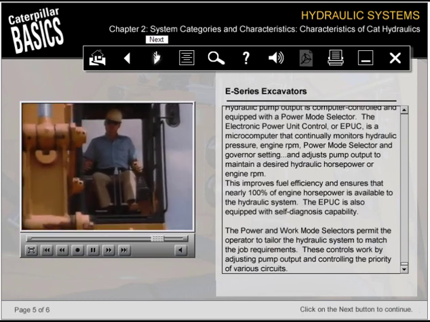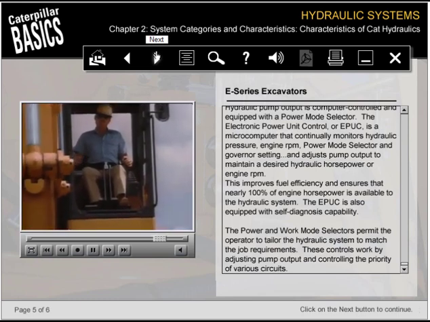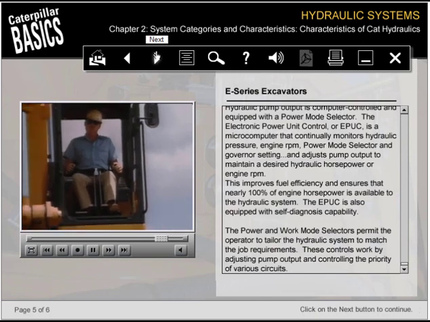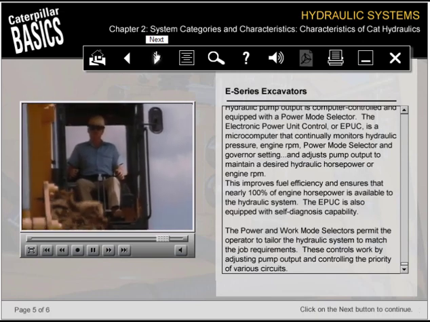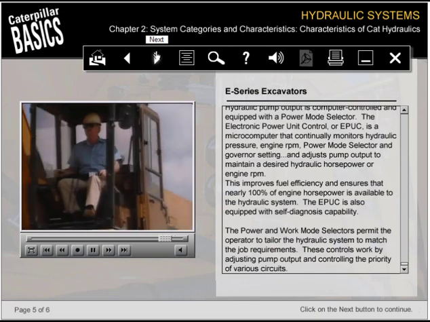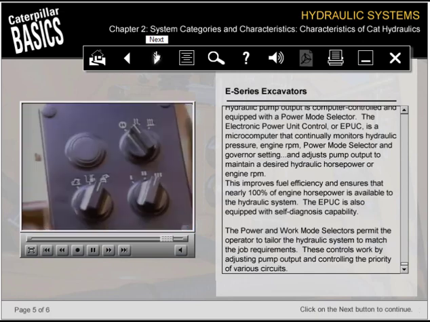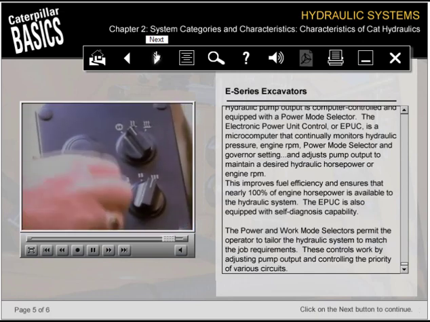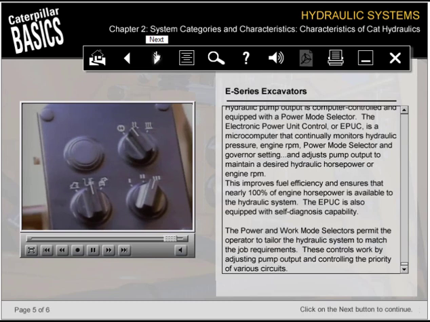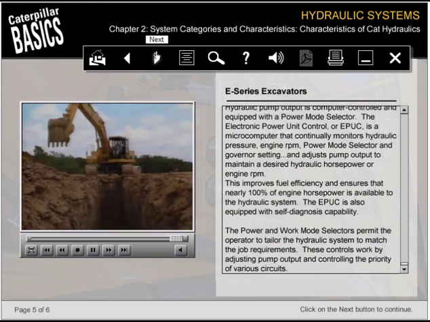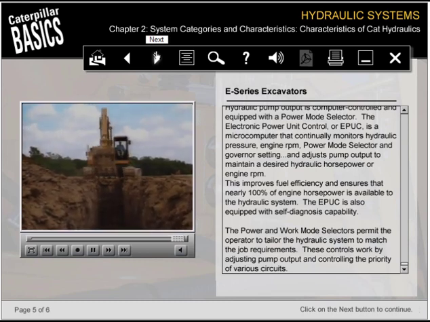The EPUC is also equipped with self-diagnosis capability. The power and work mode selectors permit the operator to tailor the hydraulic system to match the job requirements. These controls work by adjusting pump output and controlling the priority of various circuits.